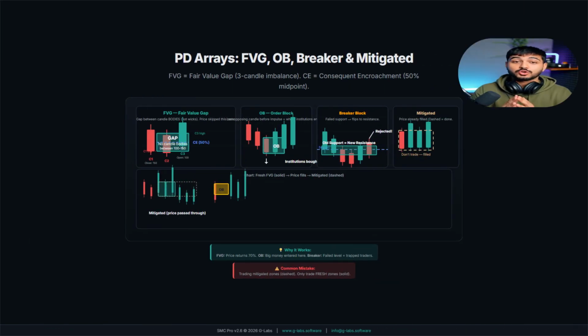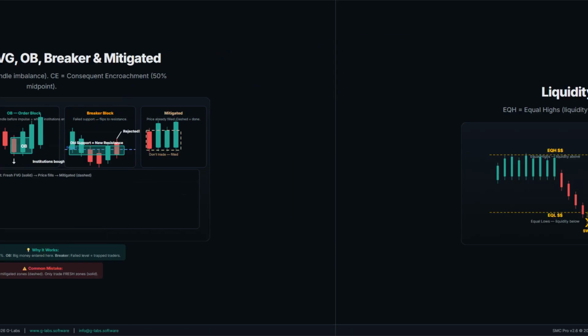PD arrays are your zones. FVG, fair value gap, is a 3-candle imbalance. Candle 1 high to candle 3 low leaves a gap where no price traded. CE is consequent encroachment, the 50% midpoint. Price often returns to fill the gap. Order block is the last opposing candle before the impulse. Breaker is a failed swing. Mitigated means already filled, dashed.